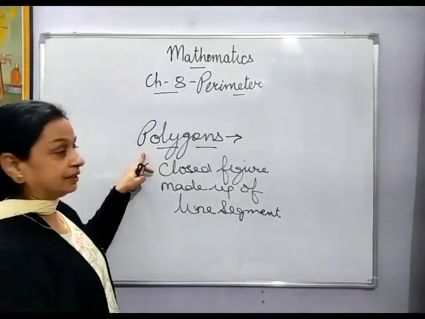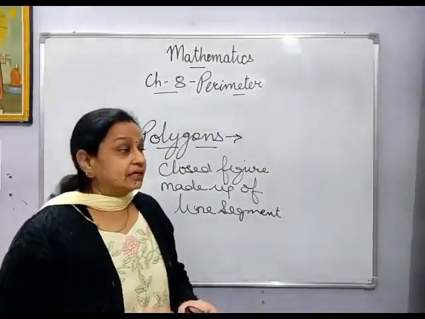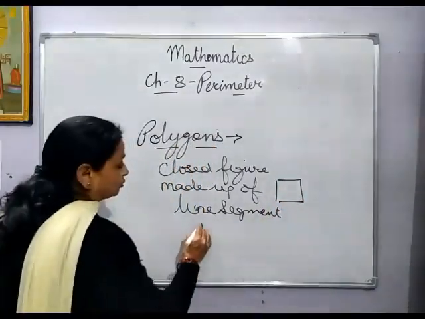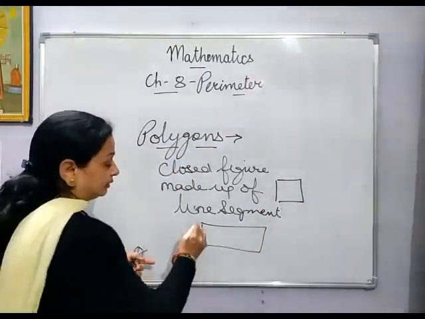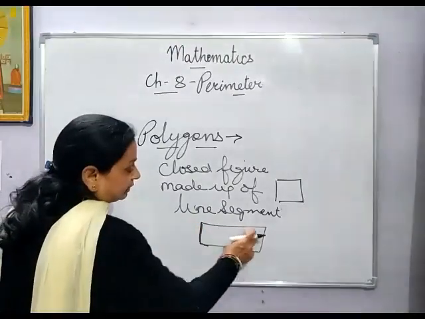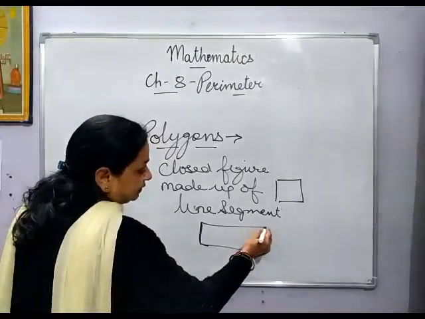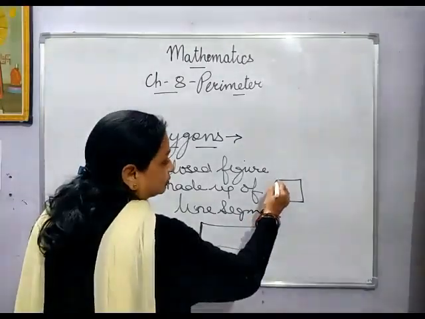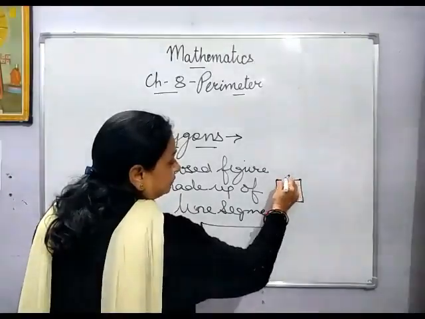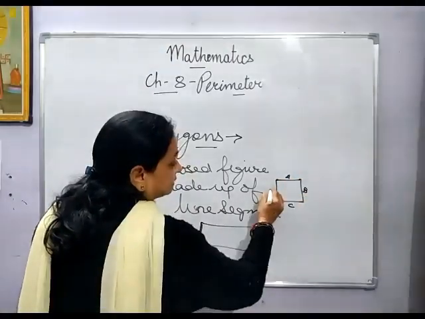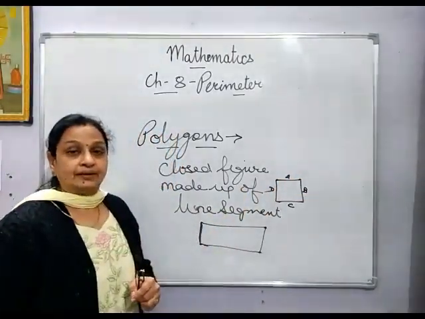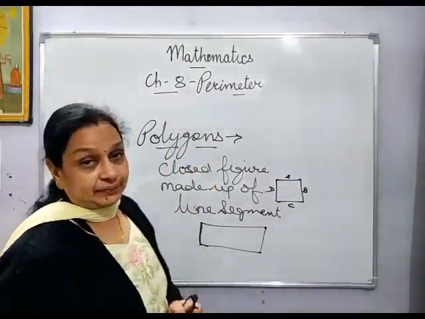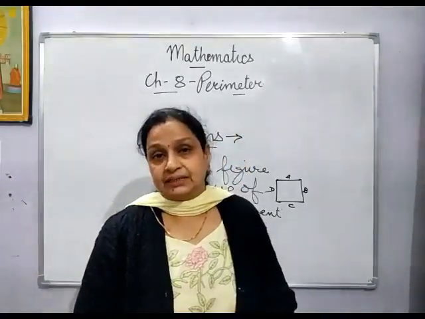Poly means many, gon means side. If you draw a rectangle or a square, these are made up of line segments. This is one line segment, this is another line segment, and this is another. Similarly, in a square, this is one line segment and this is another. So polygons are closed figures made up of many line segments. They are entirely made up of line segments.